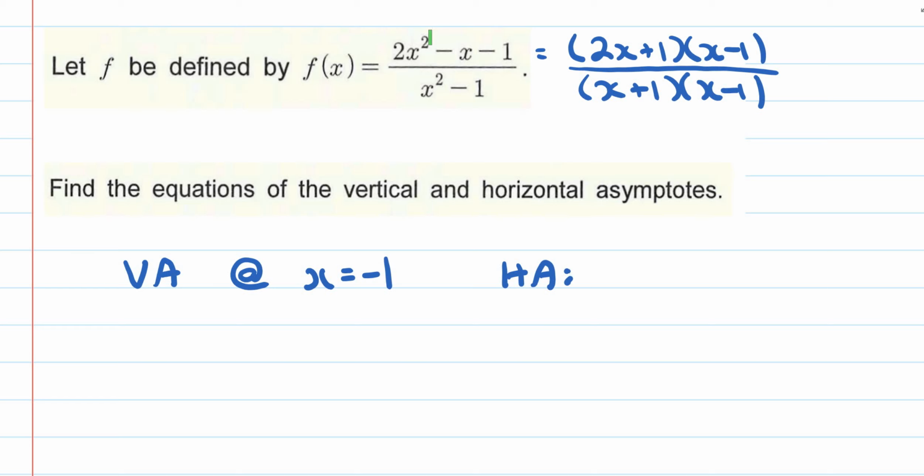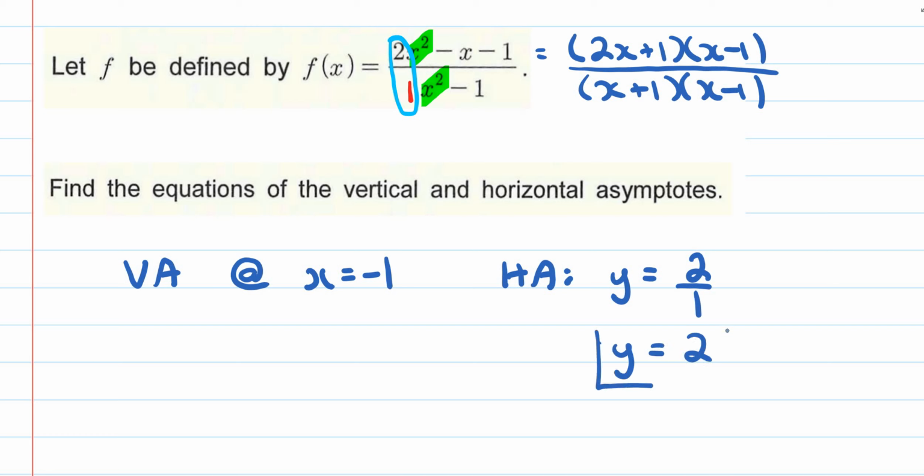Since the power in the numerator is x squared and the power in the denominator is x squared, the powers are the same. We just take a look at the leading coefficients, the 2 and the 1. That means the horizontal asymptote is the horizontal line of 2 over 1, and 2 over 1 is just y equals 2. So there's the equation of the horizontal asymptote, and here is the equation of the vertical asymptote. And that's it for that particular question.